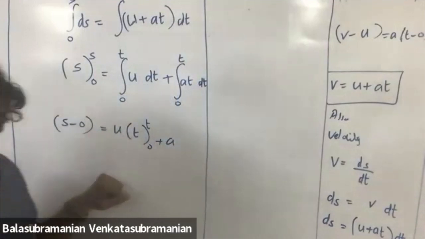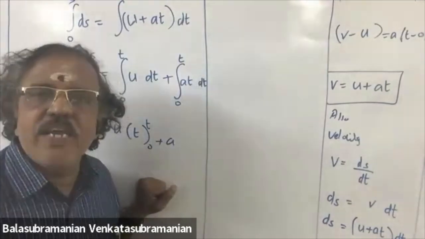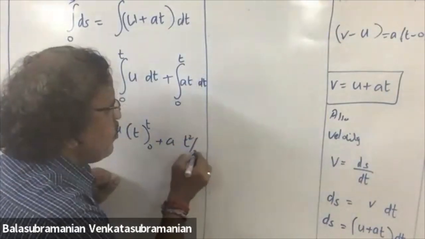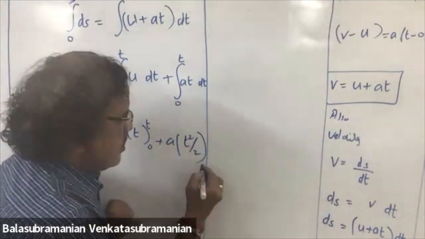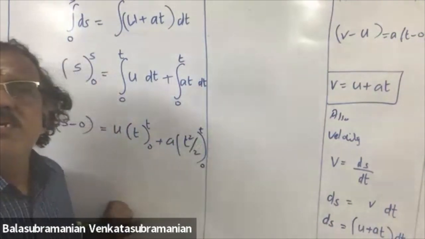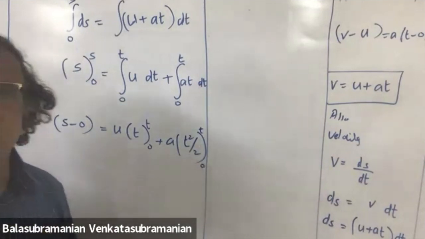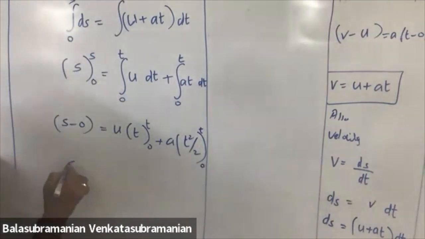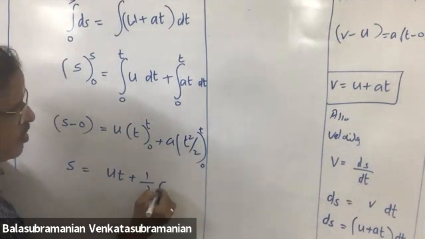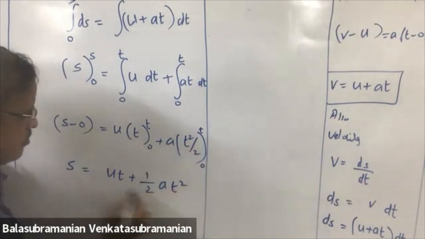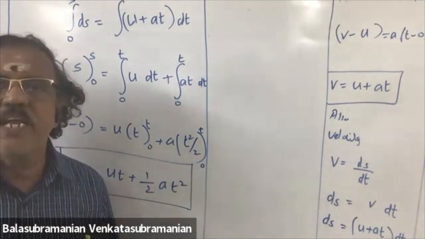A is constant, take it out. Integral of t dt is t square by 2, limit 0 to t. In all three cases the lower limit is 0. So s is equal to ut plus half a t square. This is the second equation of motion.